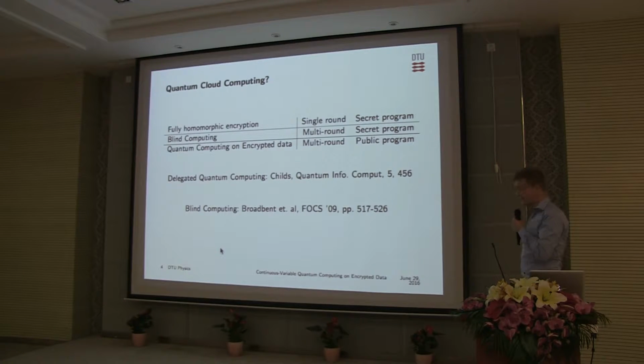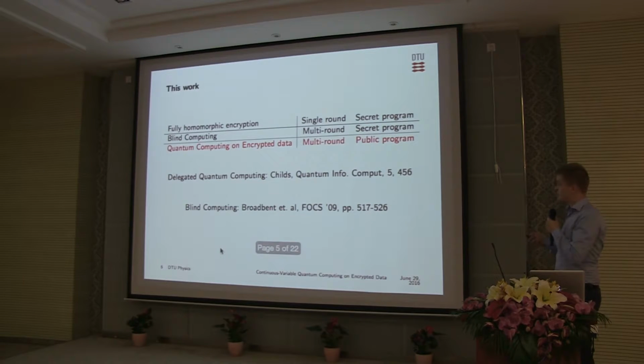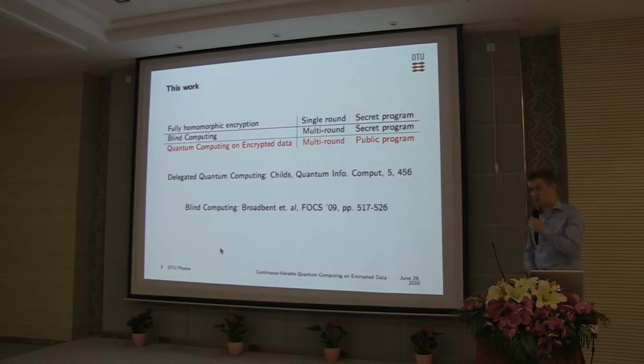Okay. And there's an even weaker version of this, which is quantum computing on encrypted data, where you give up the idea of having a secret program and you just say, now I just want my input to be secret and my output to be secret, in the sense that the server doesn't know about it. But it's allowed to know what you want to do with it, so it knows the program. And you're also allowed to use multiple rounds of communication. So that's what this work is about, but in the context of continuous variables: continuous variable universal quantum computing.